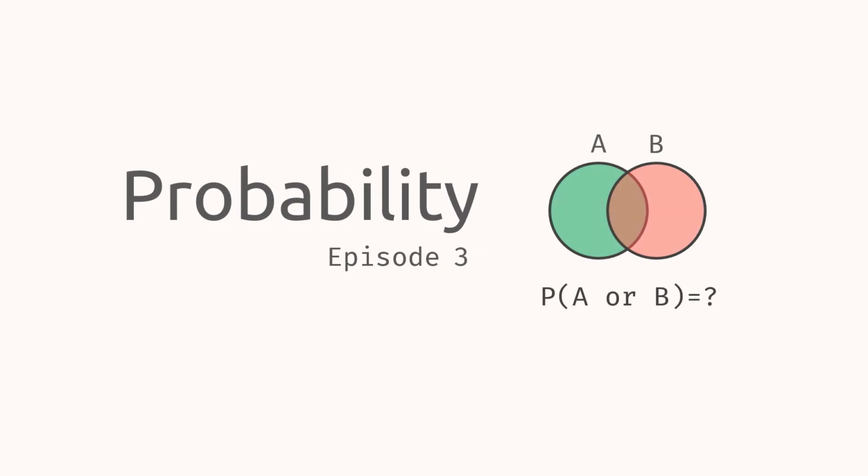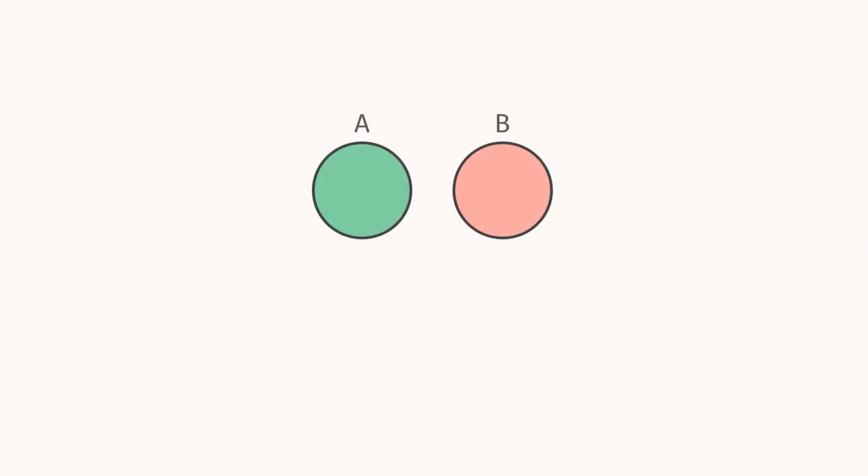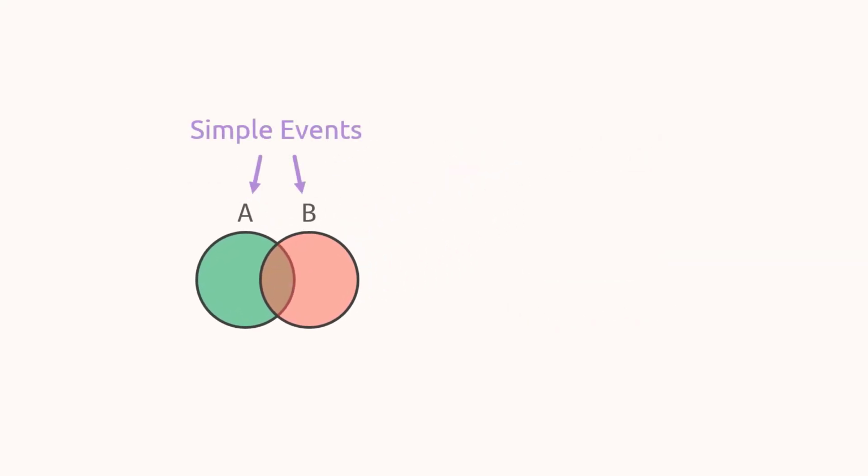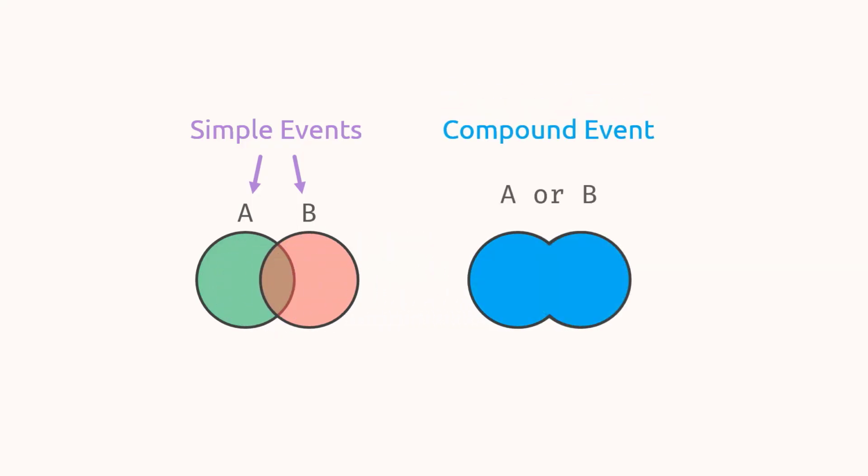Today in the video, addition rule. There are times we want to combine simple events. When we combine two or more simple events, we get a new event called a compound event.